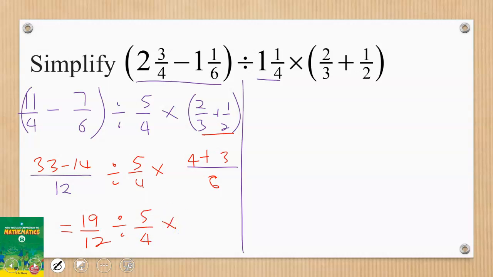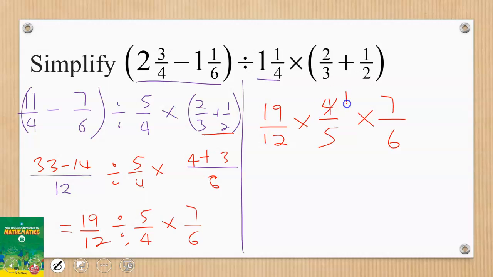Here too, we are going to have 4 plus 3 is 7 on 6. So again, we have division, we have multiplication. So we can do division first. So we can have 19 on 12 divided by 5 on 4, which can be changed into multiplication by reciprocating the 4 and 5. Then times our 7 on 6 already. Let's see if we can do simple cancellation here. I think that is possible. 4 can divide itself here 1, and 4 can divide here as 3. And you can see there wouldn't be any division again.